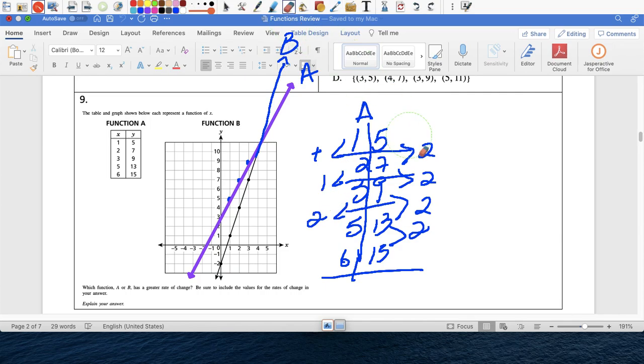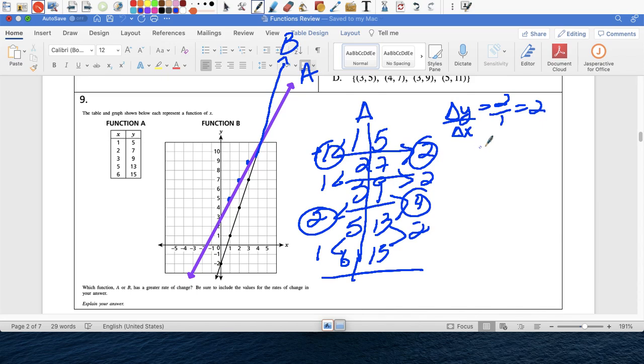I apologize. This is not 2. This is 4. And this is 1. So notice that if I take any of the pairs, this guy with this guy, I would get this change in y is 2. The change in x is 1, so my slope is 2. If I took this guy and this guy, it would also give me 2.